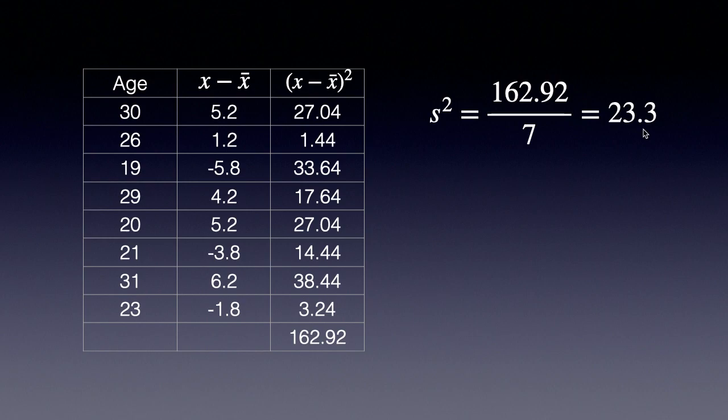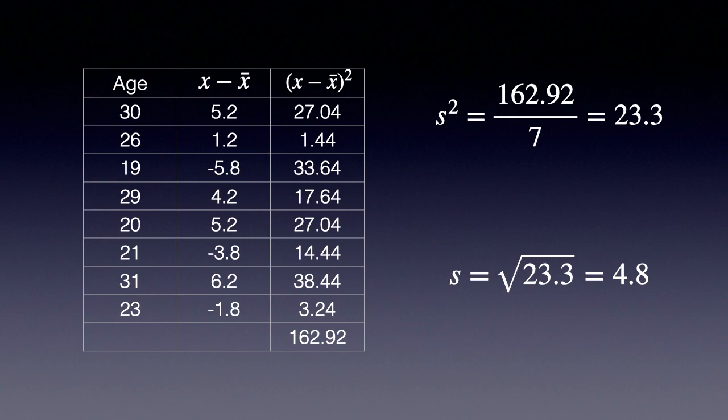from the mean. So let me repeat that one more time. When I go to compute 23.3, that tells me the average squared distance that the data lies from its mean. Now, the sample standard deviation is found by taking the square root of the variance. So if I take the square root of 23.3 years squared, let's just note that gives me 4.8 years.